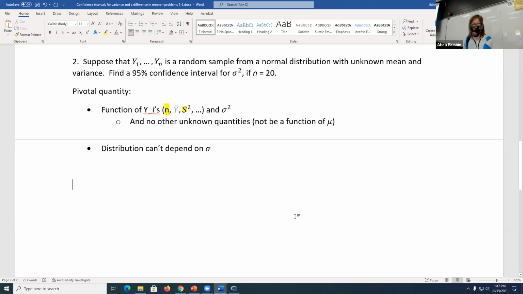As a hint, you are looking for something that involves n and s squared, but not y bar in this case.